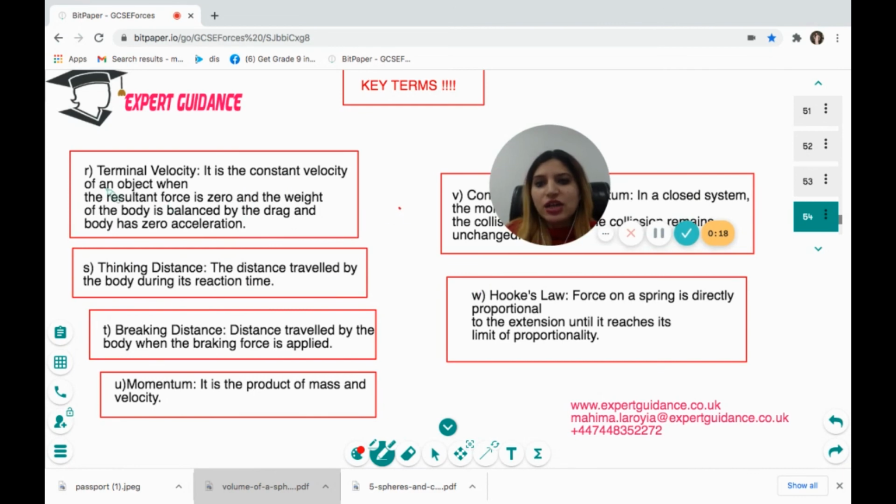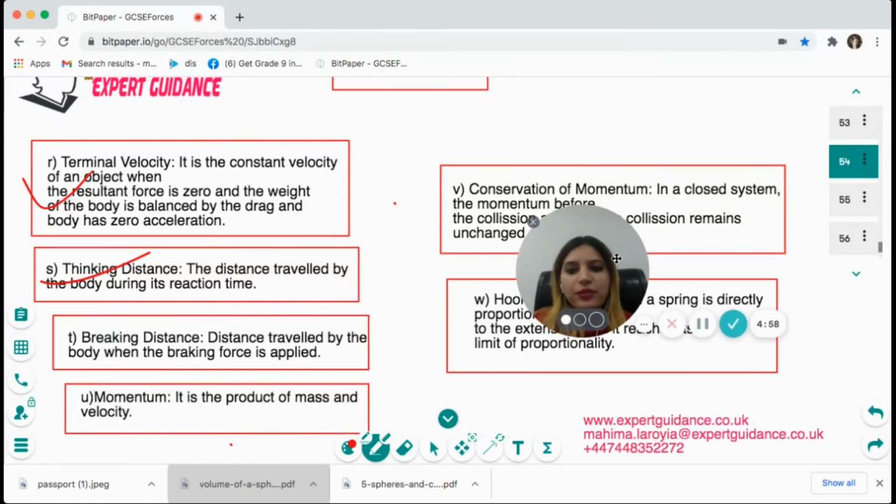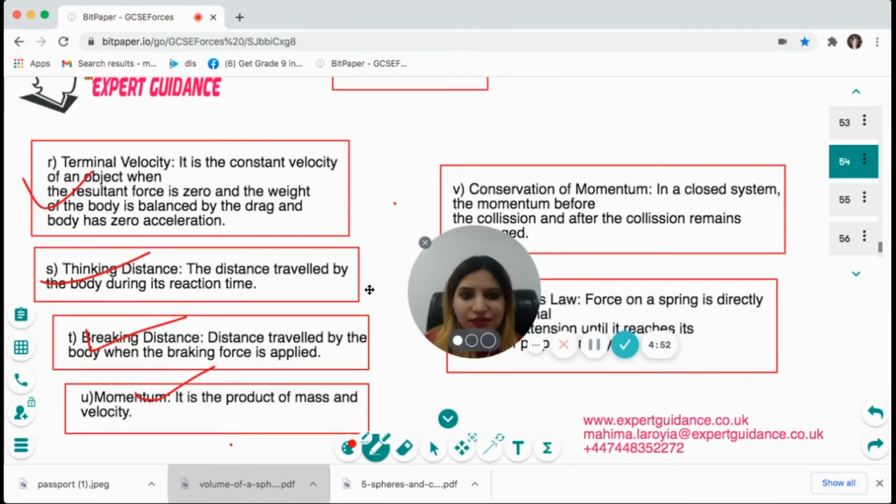Terminal velocity is the constant velocity of an object when the resultant force is zero, and the weight of the body is balanced by the drag, and the body has zero acceleration. Thinking distance is the distance traveled by the body during its reaction time. Now, the braking distance is the distance traveled by the body when the brake force is applied. Momentum is the product of mass and velocity.